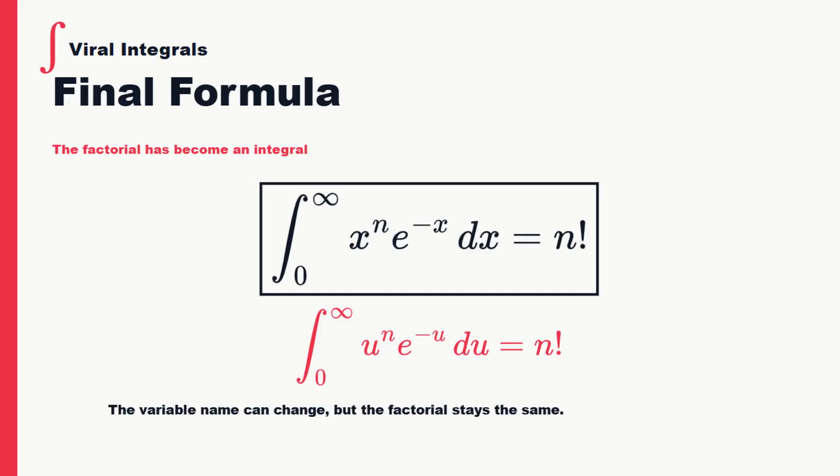So the final result is that the integral from 0 to infinity of x to the n times e to the negative x dx is equal to n factorial. And the variable name does not matter. If we later write the same integral with u instead of x, it's the same formula. u to the n times e to the negative u integrates to n factorial always.